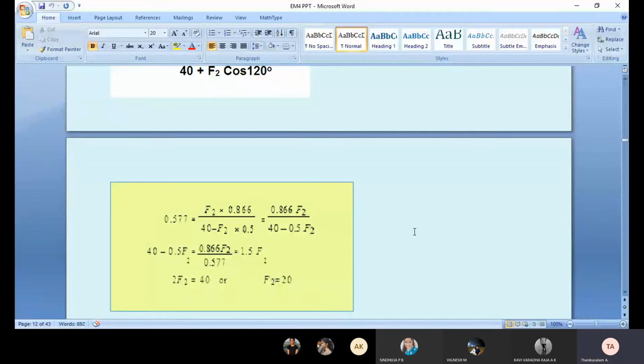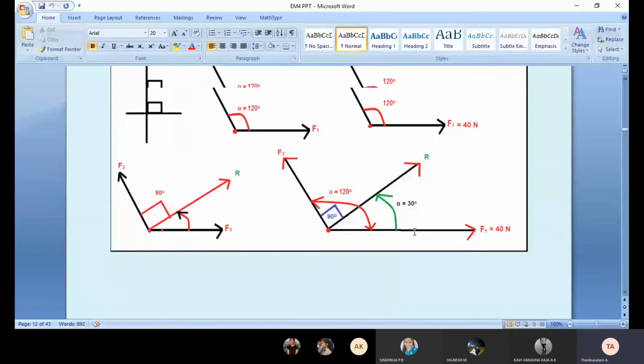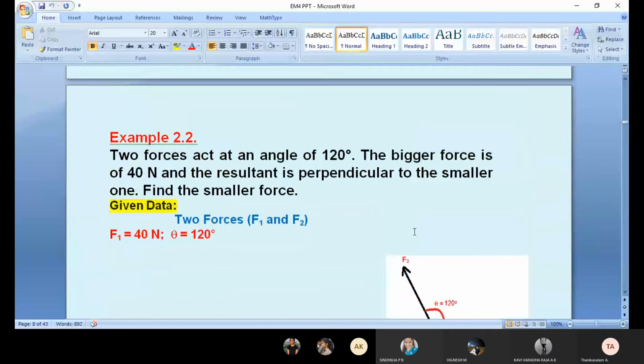Raja, can you explain this problem, or do you understand this one first? Can you explain from the starting? Yes, sir. There are two forces acting at an angle of 120 degrees, sir. Very good. Super. So two forces means you always take F1, F2.